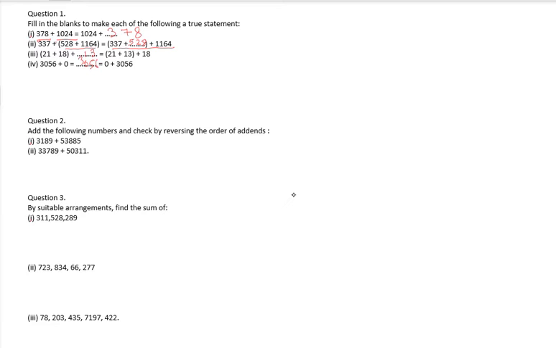Question number 2. Now when we add two numbers, each of those two numbers are called addends. So the question is: add the following numbers and check by reversing the order of addends. That means you have to check the commutative property. That's quite easy.